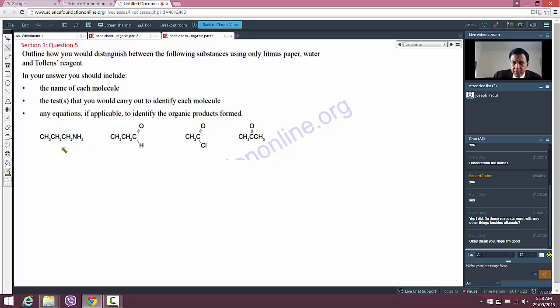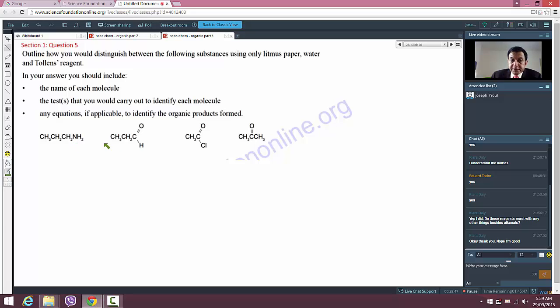This first compound is an amine, and we can use litmus paper. Amines are basic, right? They're weak bases, rather like ammonia. So they'll turn moist red litmus blue. So let's check if there's any other base here. Aldehydes are neutral compounds. Acyl chlorides react violently with water, and propanone doesn't get oxidized.